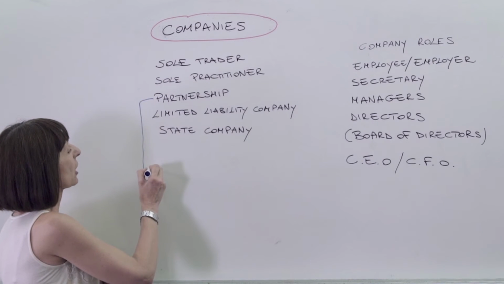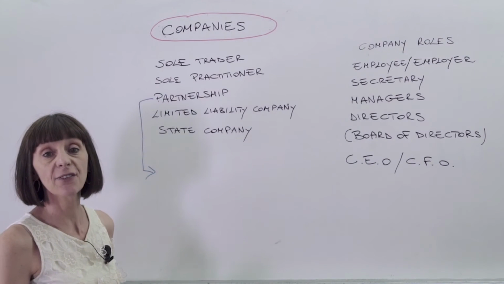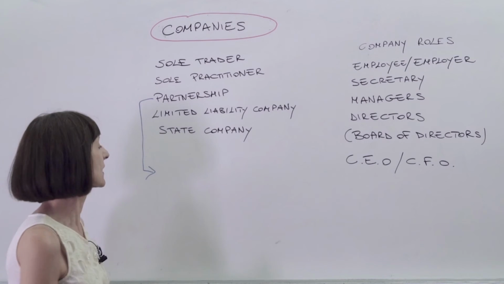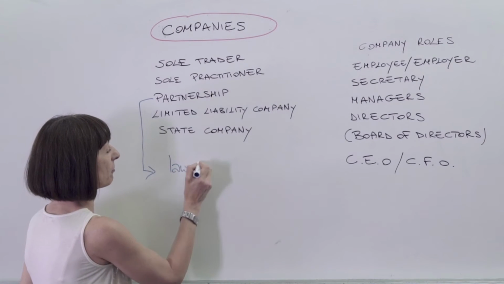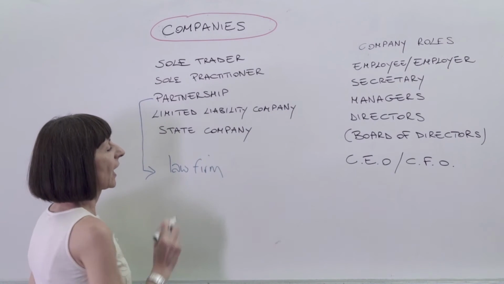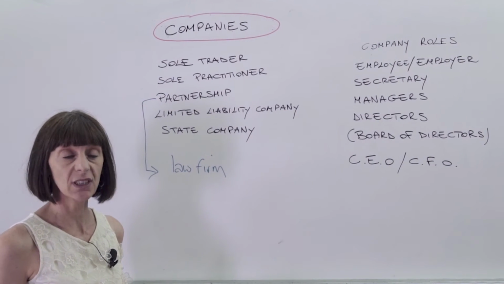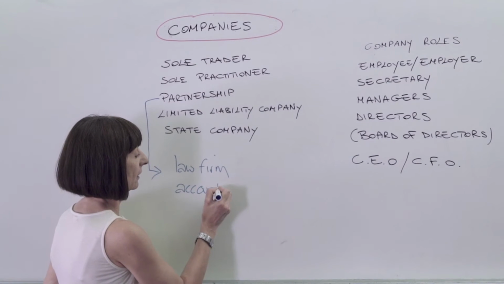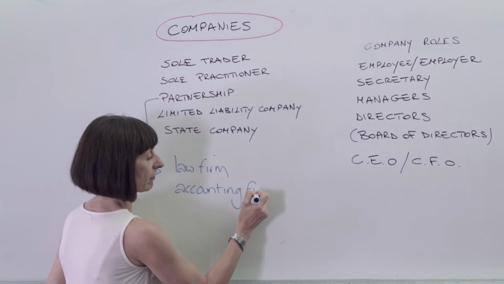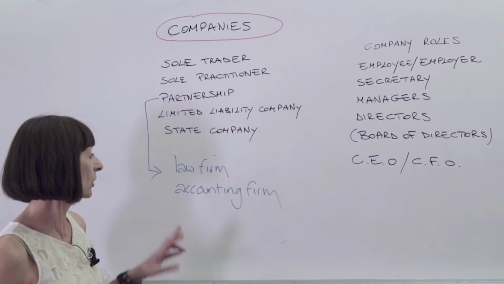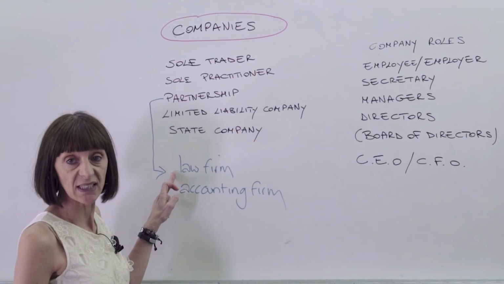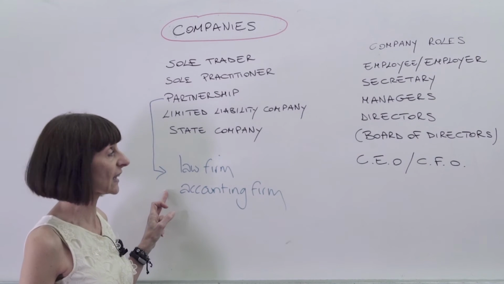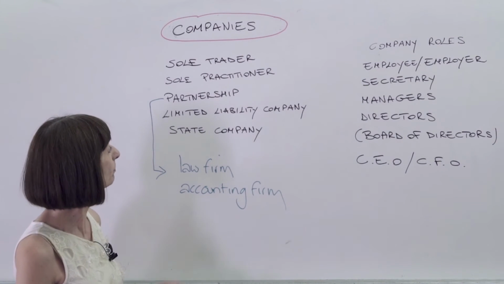Sometimes a partnership is also referred to as firm. So when a group of lawyers work together, it's called a law firm. When a group of accountants work together, it's called an accounting firm. For example, the law firm is based in Rome, or the accounting firm was set up 10 years ago.